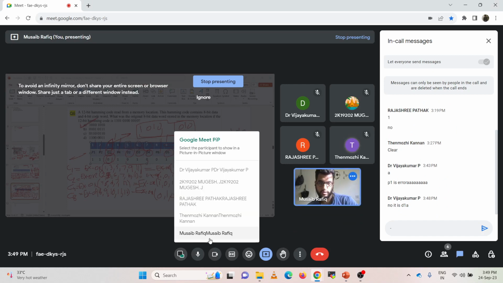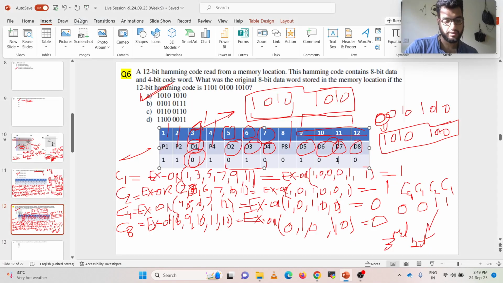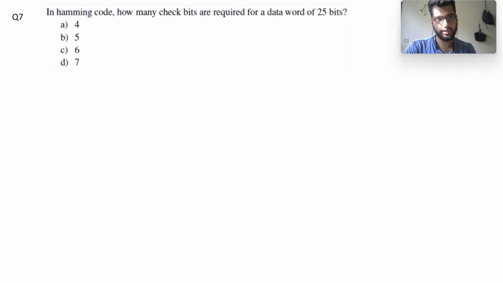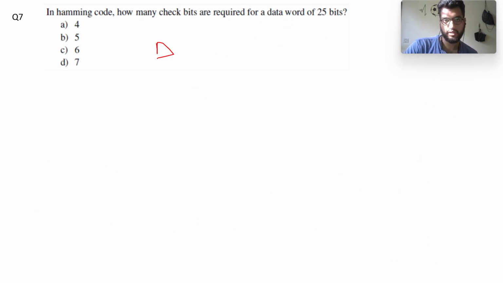So now let's move forward to question number 7 of today's live session. It states that in Hamming code, how many check bits are required for a data word of 25 bits? So we are given that the data word has 25 bits. So we represent this by n, and we need to find out how many check bits are required. Check bits are written by k.